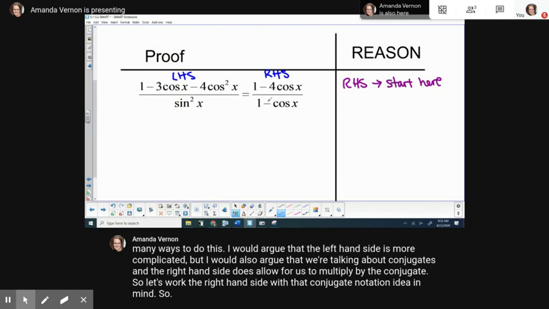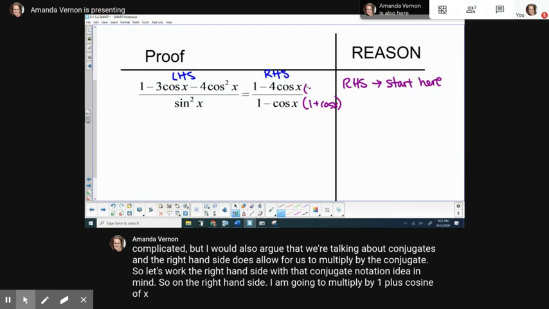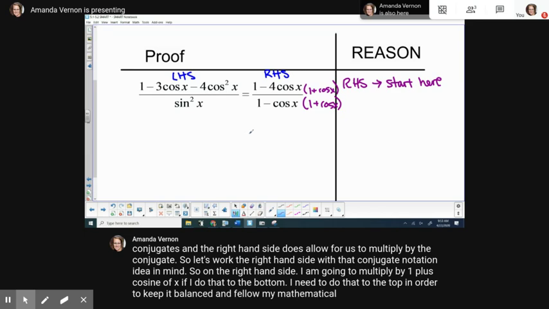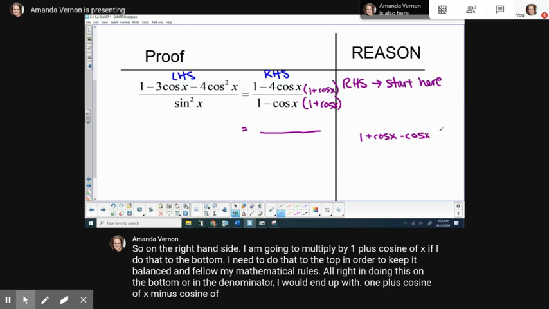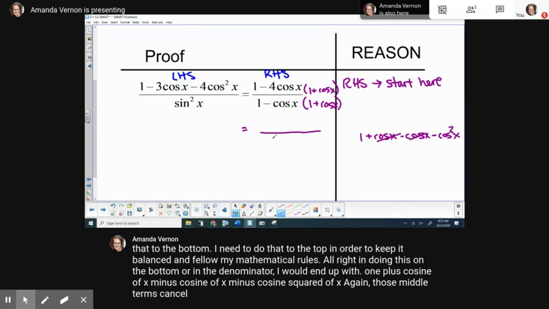So on the right-hand side, I am going to multiply by 1 plus cosine of x. And if I do that to the bottom, I need to do that to the top in order to keep it balanced and follow my mathematical rules. All right, in doing this, on the bottom or in the denominator, I would end up with 1 plus cosine of x minus cosine of x minus cosine squared of x. Again, those middle terms canceling out leaves me with 1 minus cosine squared of x.